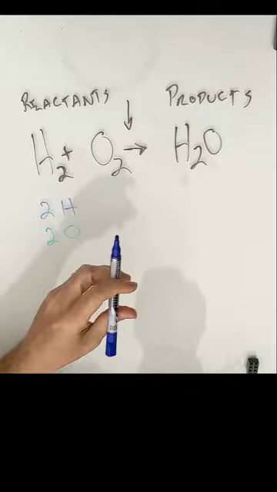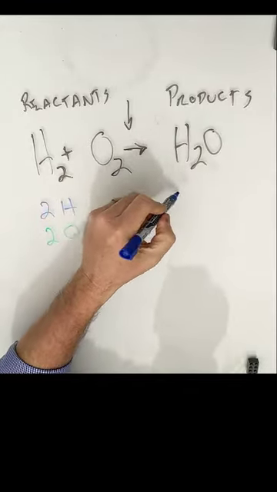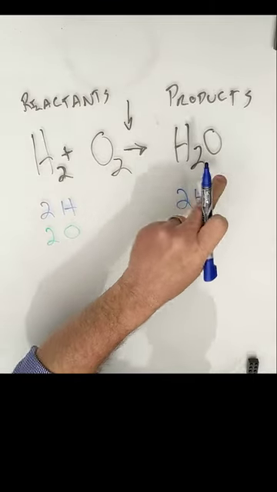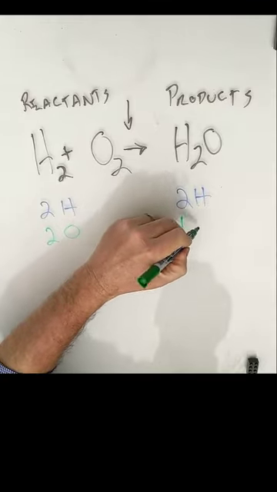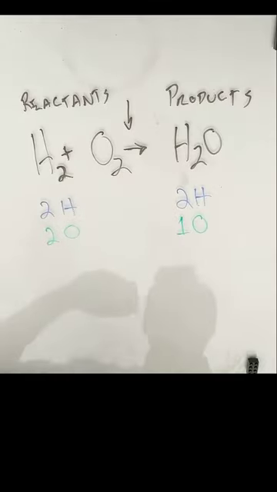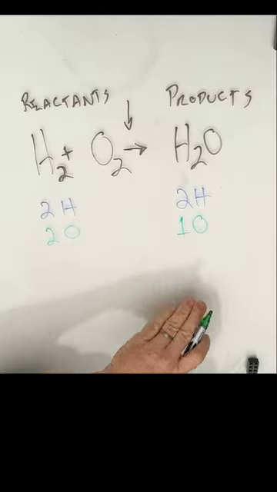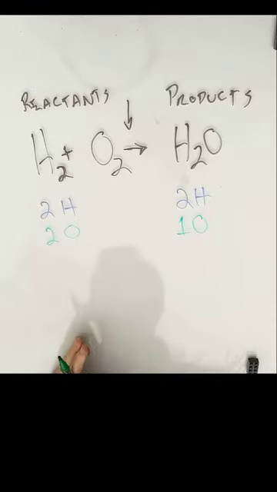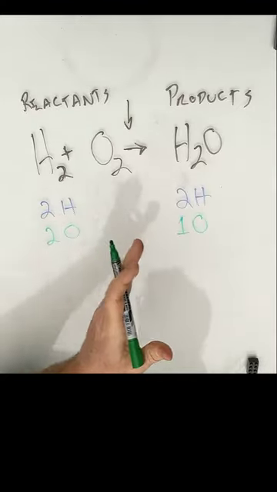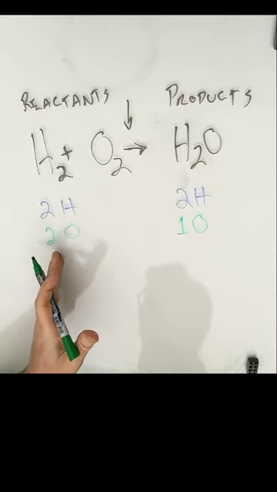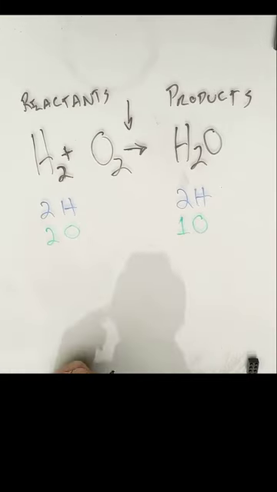On the right, products, we have H2, so 2 hydrogen, O with no subscript. So that means on the right-hand side there's 1 oxygen. Okay, that looks like 10, but that's a 1 O. So the problem with this is that we have 2 hydrogens on both sides, which is good, but on the left we have 2 oxygen, on the right we have 1 oxygen.